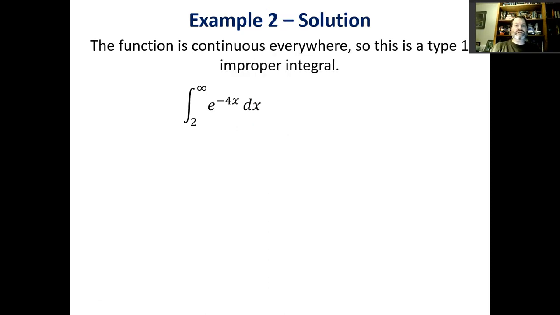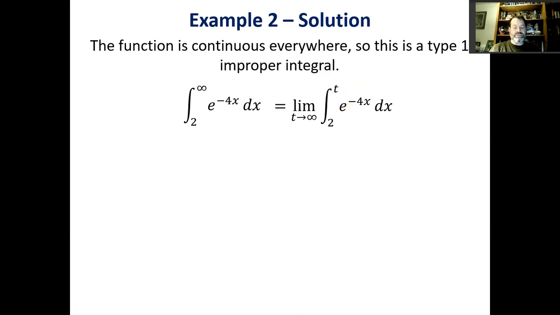So this function is continuous everywhere. Remember, we're checking for vertical asymptotes. This doesn't have any. So this is a type 1 improper integral. We know what to do. Pull the infinity out of the integral sign and make it a limit. Put t in place. Perform the integral as normal.